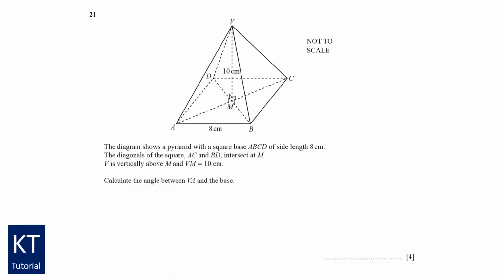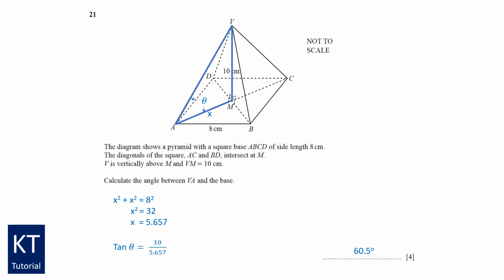Question 21. The diagram shows a pyramid with a square base ABCD of side length 8 cm. The diagonals of the square AC and BD intersect at M. V is vertically above M and VM is 10 cm. Calculate the angle between VA and the base.